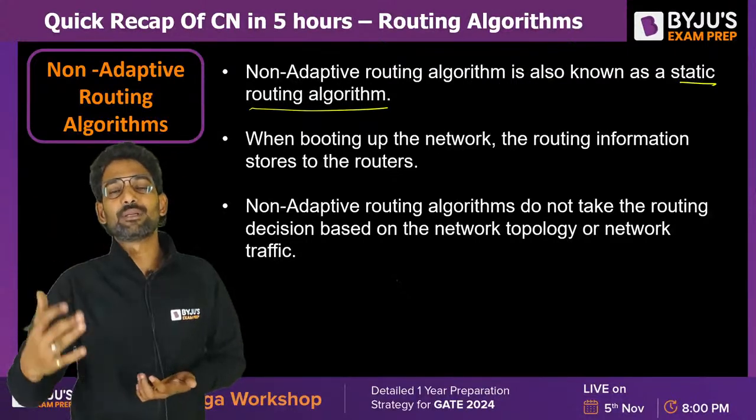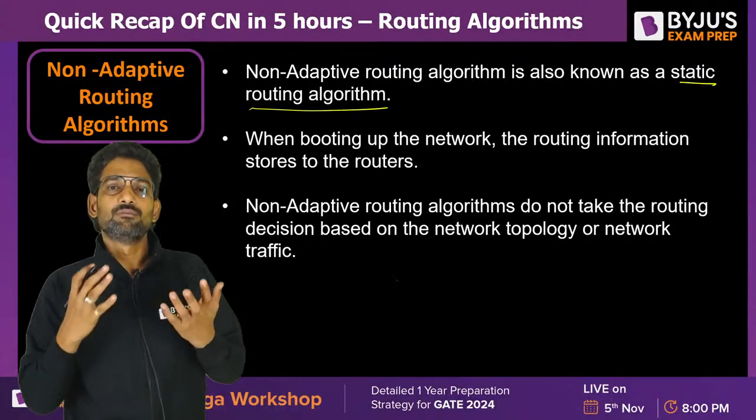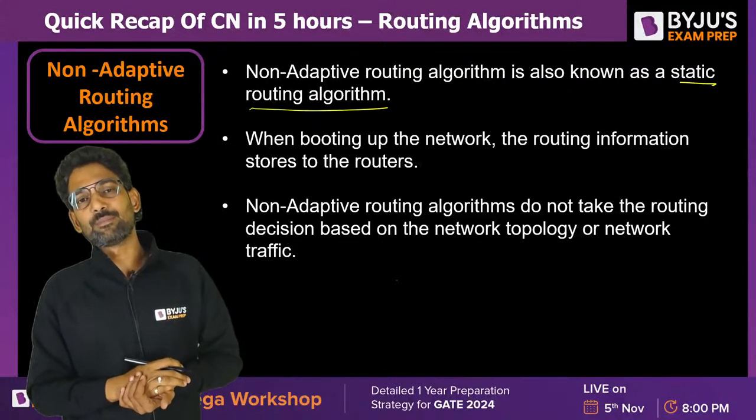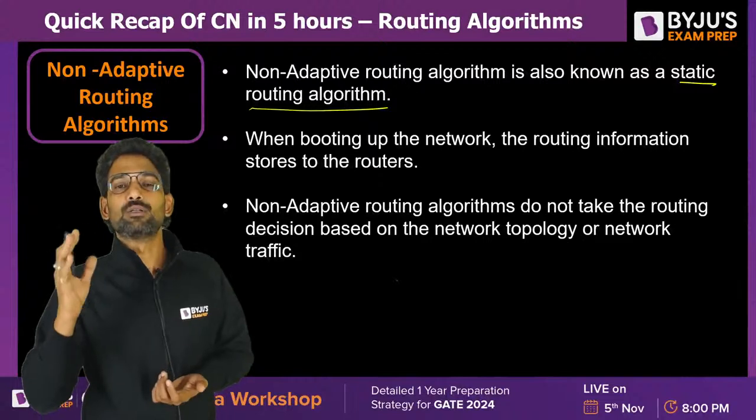Until the routing table updates, this is the scenario. So, whenever the routing table updates, then it stabilizes. Otherwise, the packet goes on lost.